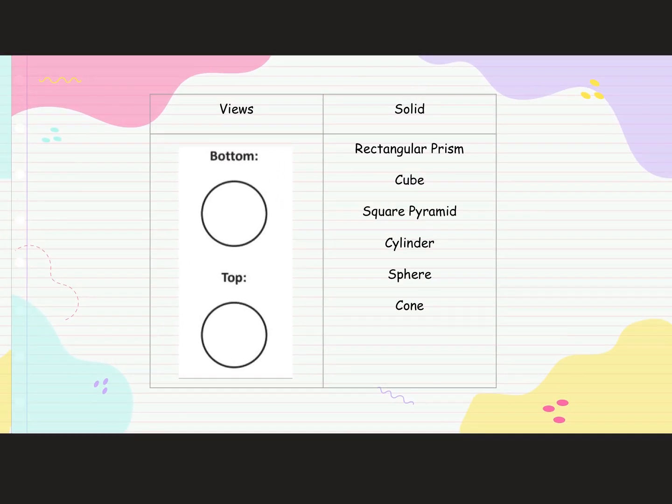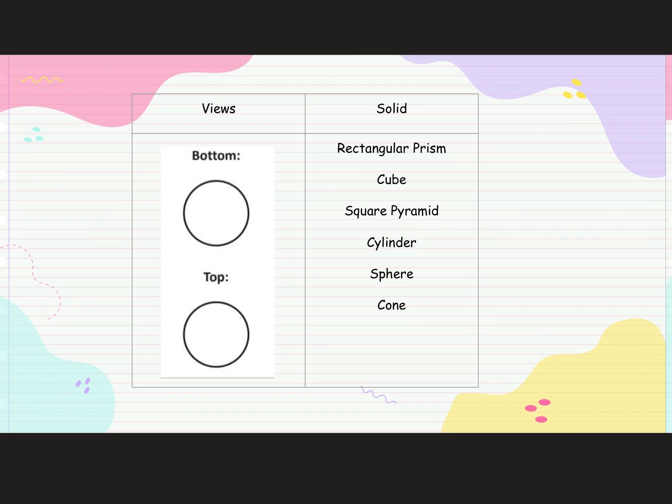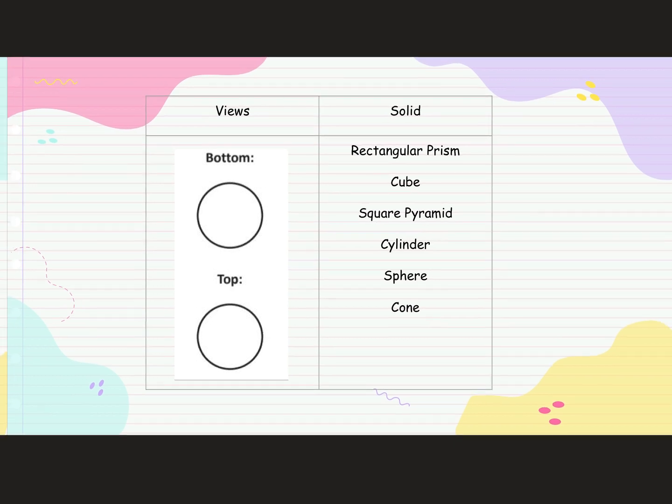Now I want you to try this one on your own. I have a bottom view of a circle and a top view of a circle. I want you to select the solid or solids that have a bottom view and top view of a circle. Looking here, we have cylinder, sphere, and cone.